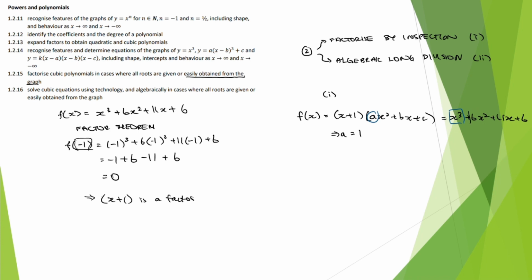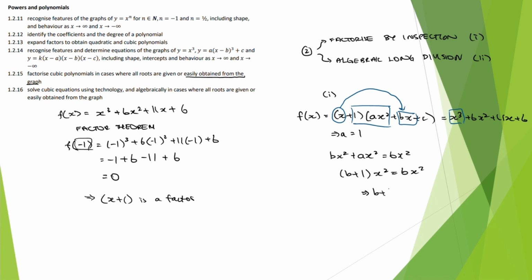Now we consider our x squared coefficients, and we think about how we can form those x squared coefficients. We can form them by multiplying ax squared times 1, and also by multiplying x by bx. Okay, so we know that bx squared plus ax squared is going to be equal to 6x squared, just equating those. We also know that a equals 1, so that means b plus 1 x squared equals 6x squared, and so b plus 1 equals 6, which implies that b equals 5.